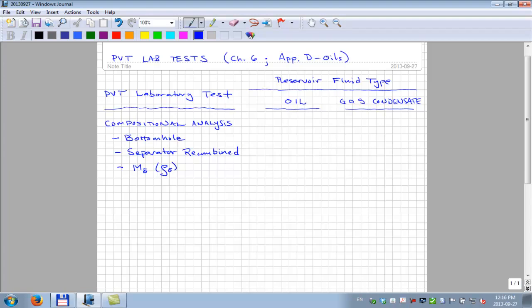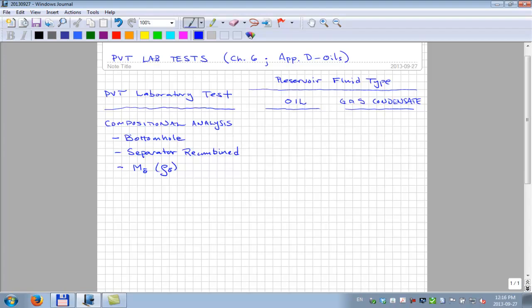And just to give a summary of the types of tests that laboratories do on fluid samples, we talked yesterday about compositional analysis and sampling. We talked about bottom hole samples and separator recombined samples.